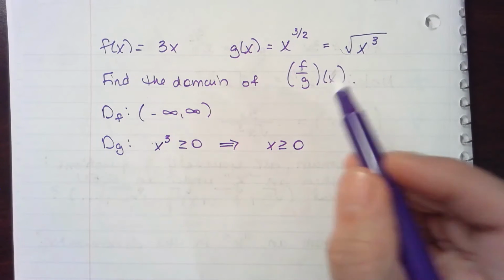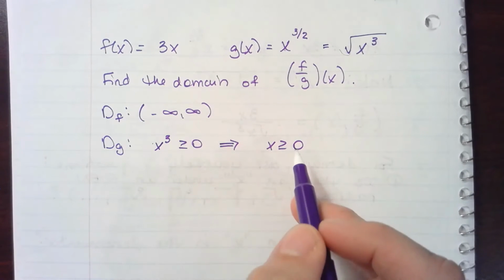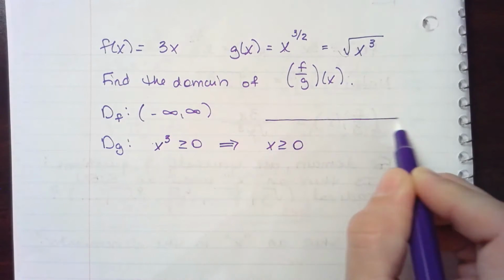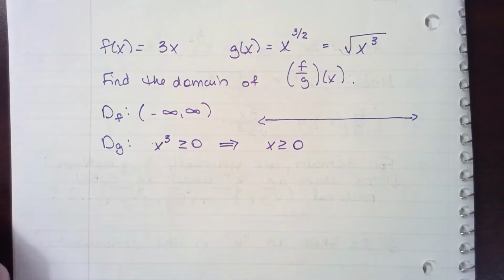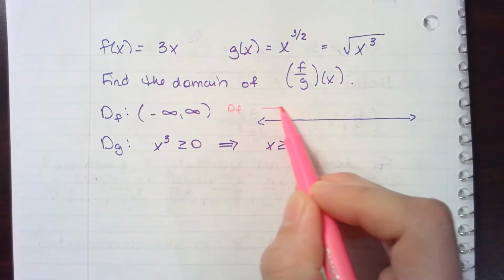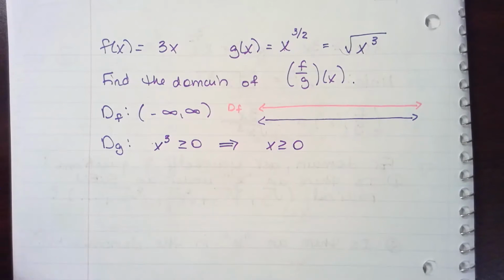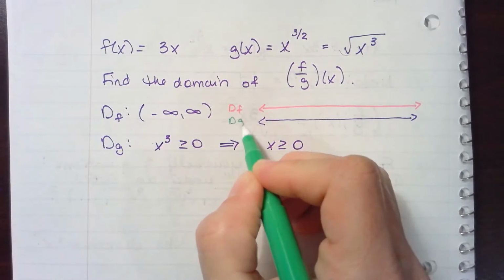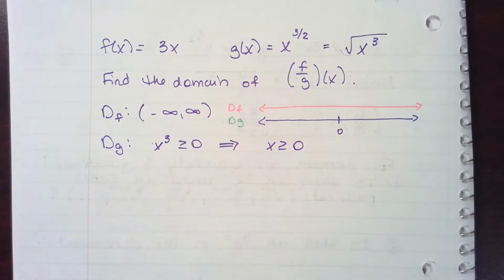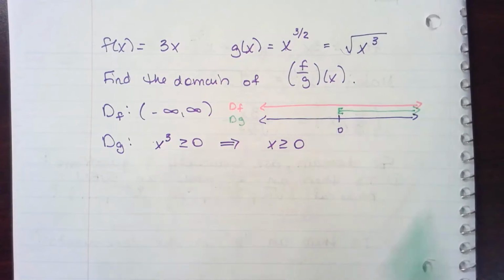So to find the domain of f divided by g, we just need to find the intersection of these two pieces of information. Well, let's look at a number line. If we were to graph the domain of f, I'll just use the pink color for that one. That's everything, right? The domain of f is everything. Well, what about the domain of g? The domain of g says we have to start at 0 and go to infinity. And since it has the or equal to, we can put a bracket and go this direction.